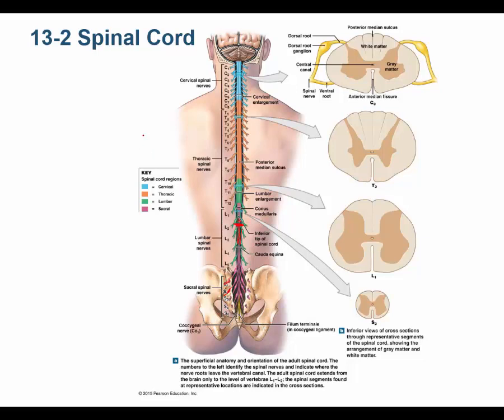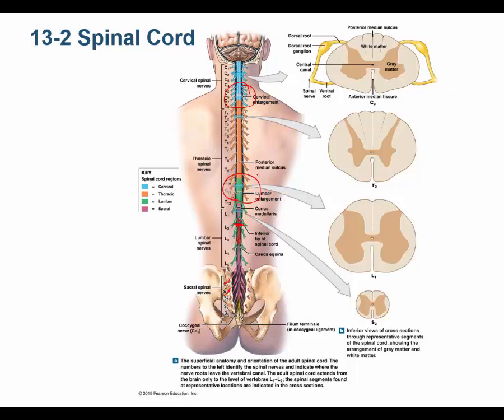Now there are a couple enlargements in the spinal cord, and these are areas where it serves a big area, like the plexuses that are going to go to your pectoral girdle and your pelvic girdle. So the first enlargement you're going to see is right here, and it's called the cervical enlargement. The next enlargement you're going to see right here is called the lumbar enlargement, right there. These are enlargements of the spinal cord that are going to give rise to some plexuses that serve the girdles of your body, the pectoral girdle and the pelvic girdle.